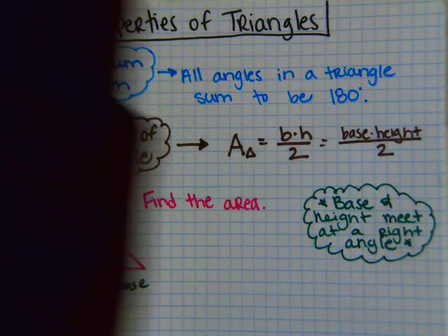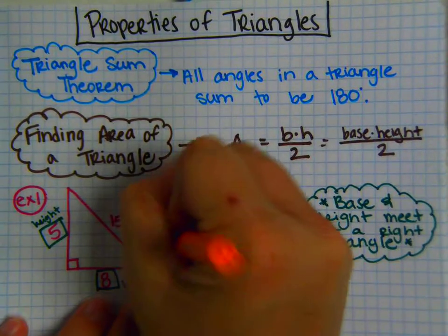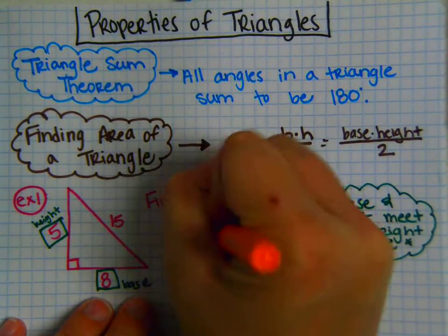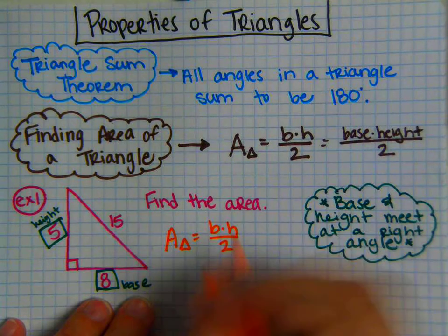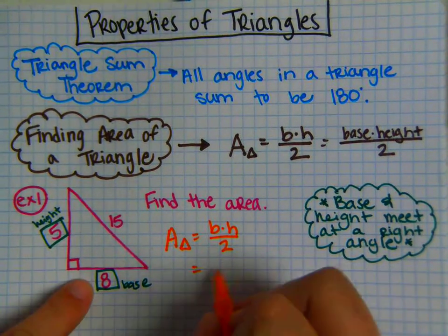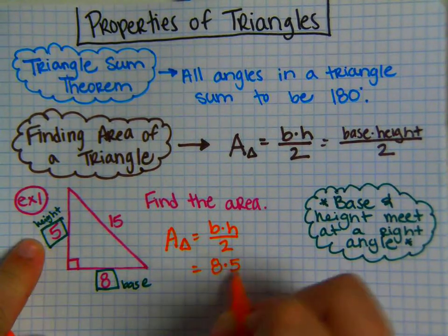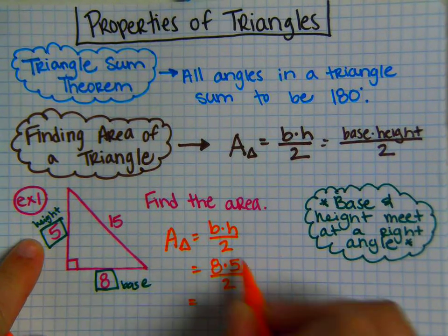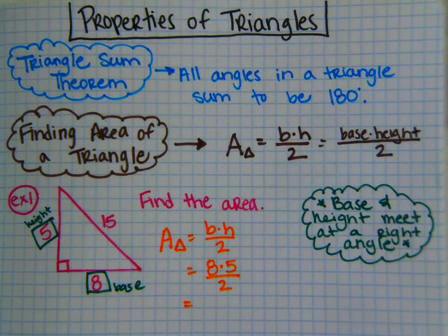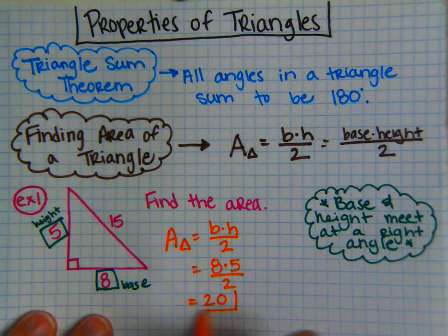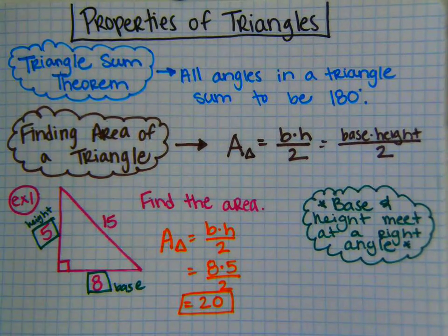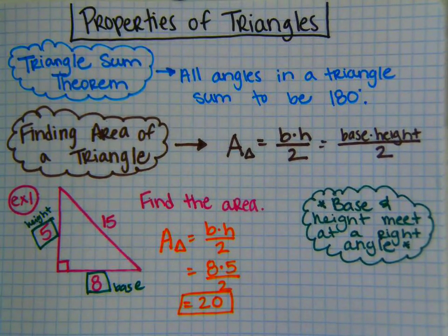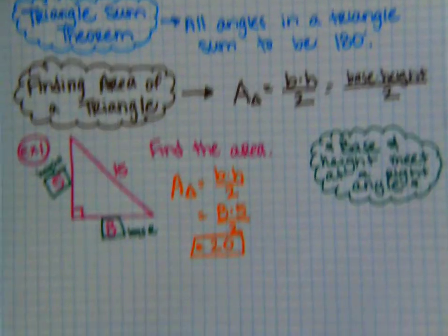So when we find the area of the triangle is always base times height divided by 2. So in this case we're going to have base 8 times height 5 divided by 2. 8 times 5 is 40, divided by 2 is 20. Okay, so that's our area of that triangle. Okay? Pretty easy when you're given a right triangle. But let's say you're not given a right triangle.